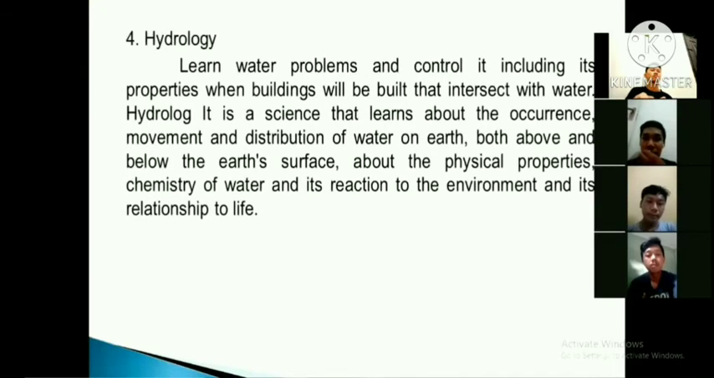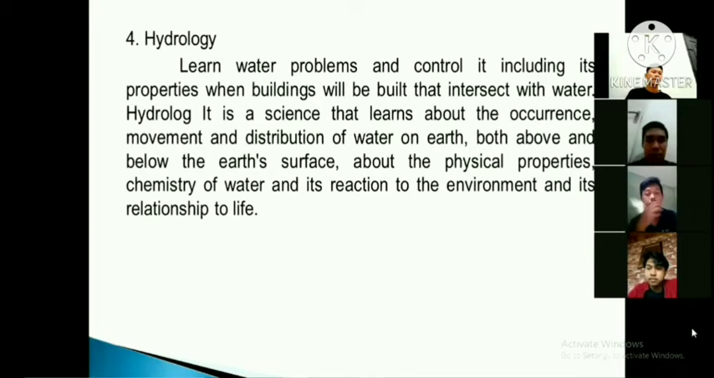And the next, number 4, hydrology. Hydrology learns about water problems and their control, including its properties when a building will be built that is related to water. Hydrology is a science that learns about the occurrence, movement, and distribution of water on Earth, both above and below the Earth's surface, about the physical and chemical properties of water and its reaction to the environment and its relationships to life.